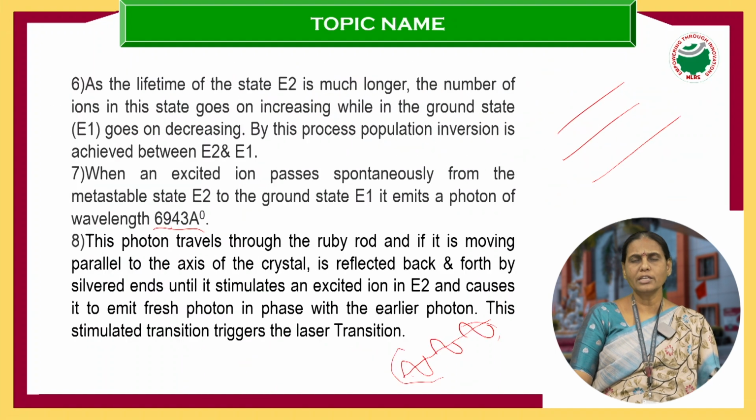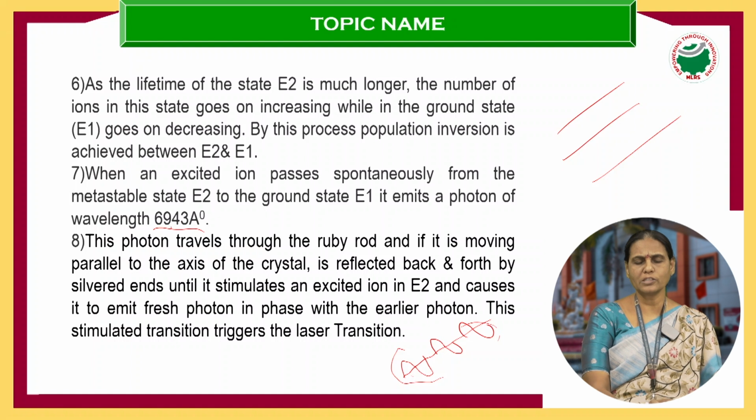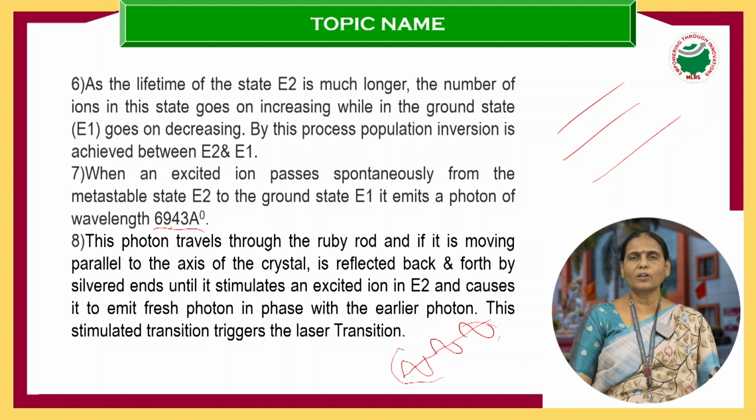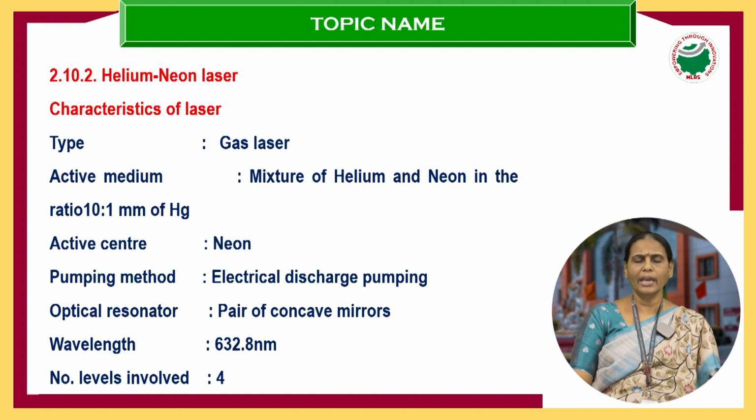In the ground state, they produce a laser output of 6,943 angstroms of intensified output. But here this laser is not producing a continuous output. It is producing a discontinuous output. So, in order to provide a continuous output, we are going for the helium neon laser.